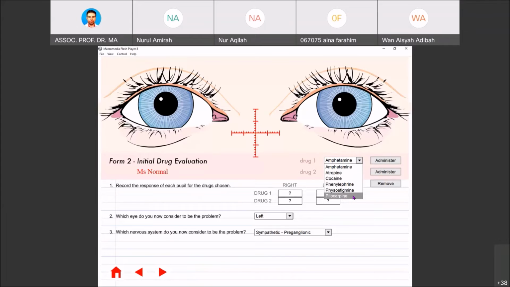So first, the receptor that will be affected by each drug, and whether it is affected by stimulating the receptor or antagonizing that receptor. And the other fact that we need to know is whether it causes miosis or mydriasis, which means pupillary constriction or pupillary dilation. Okay?